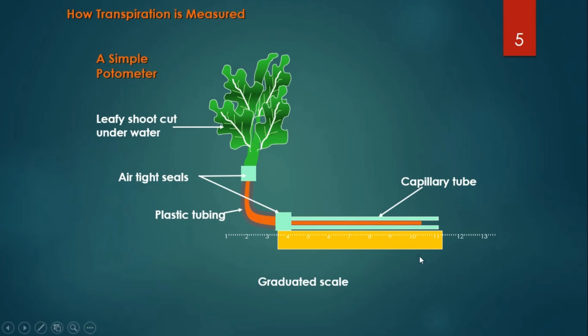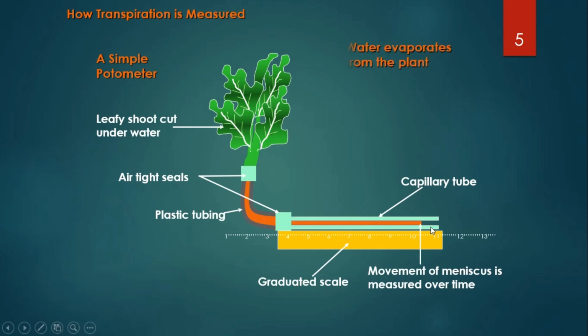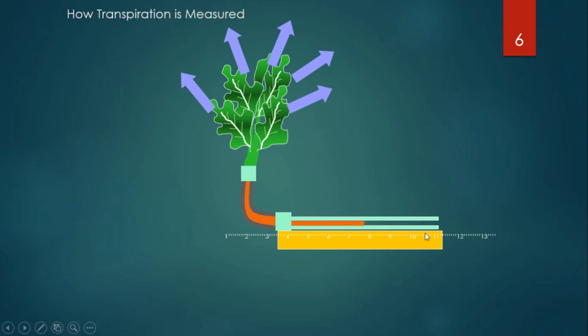You have a graduated scale, so you can measure the amount of water. And the movement of the meniscus is measured over time. Remember, the meniscus is that little part of the liquid here, like the little smiley droop of the liquid. So water evaporates in the plant, and as it evaporates, it moves the water up the tube, and you lose water, and that's what you measure: the volume of water taken up at a given time.